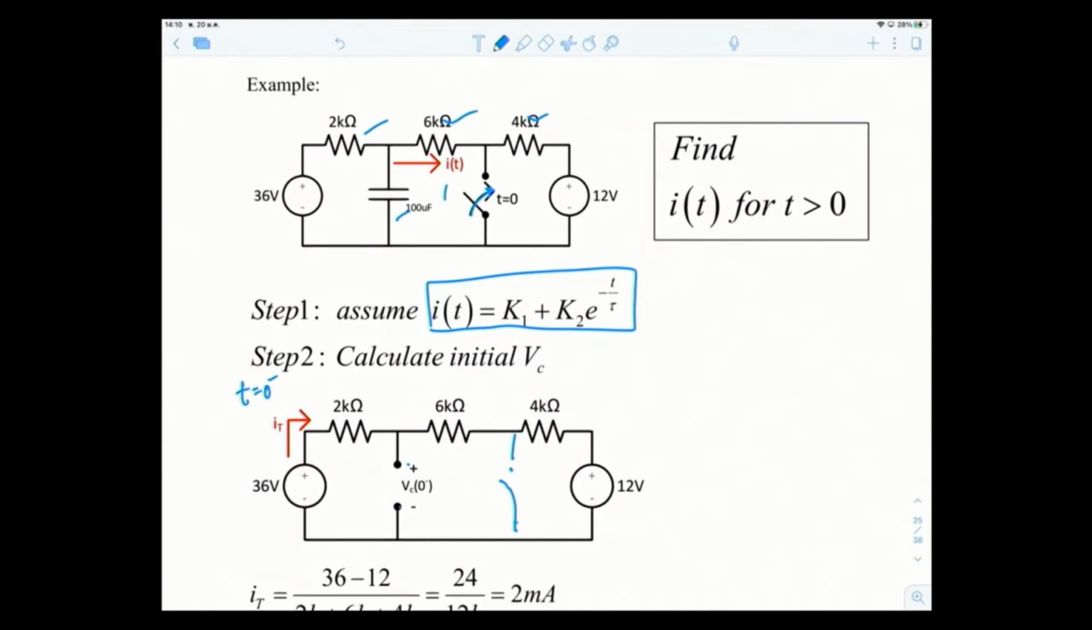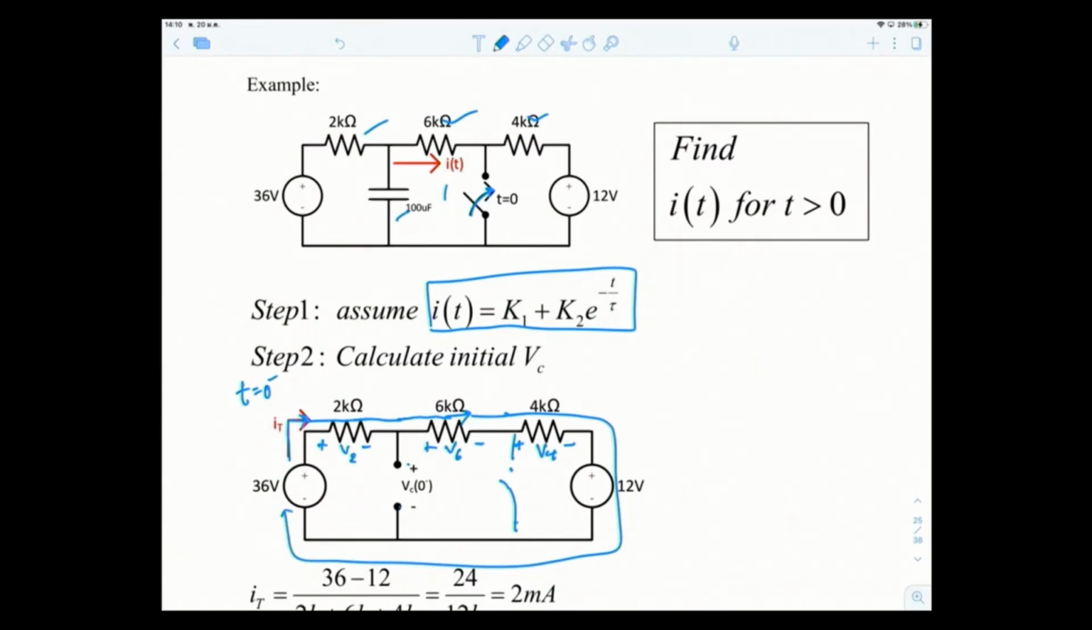So in this case, let's say I choose 36 volts giving out the current I total. Now, how does it flow? It flows through here. As it flows through 2K in this direction, it results in a voltage drop, plus minus, let's call it V2. Pass through 6K, so plus minus V6. Pass through 4K, so enter the positive, leave on the negative, V4. And then it goes back.